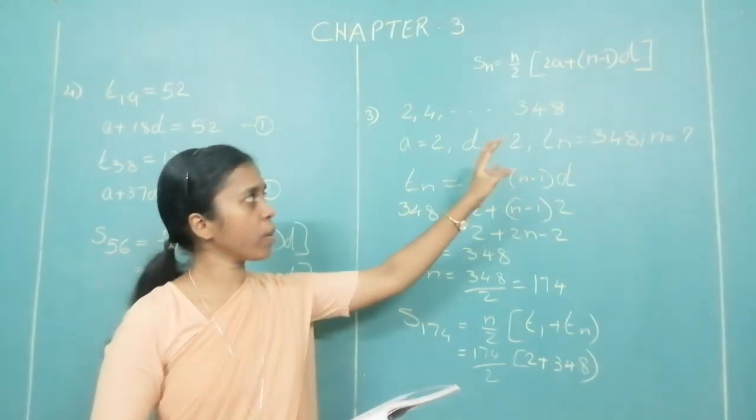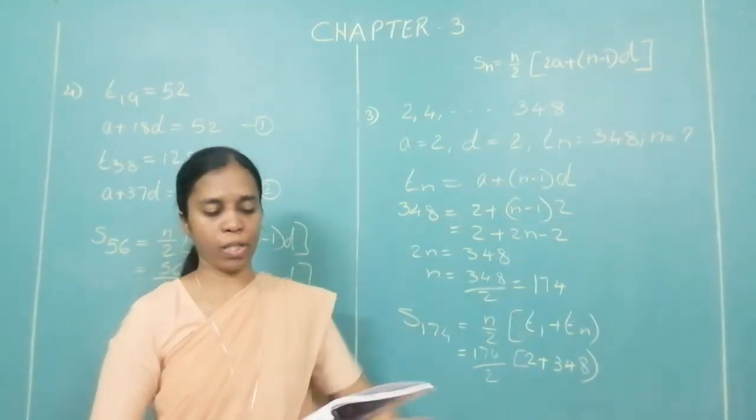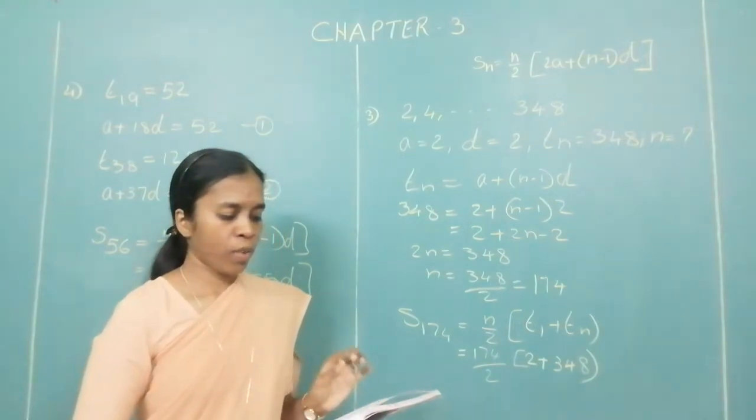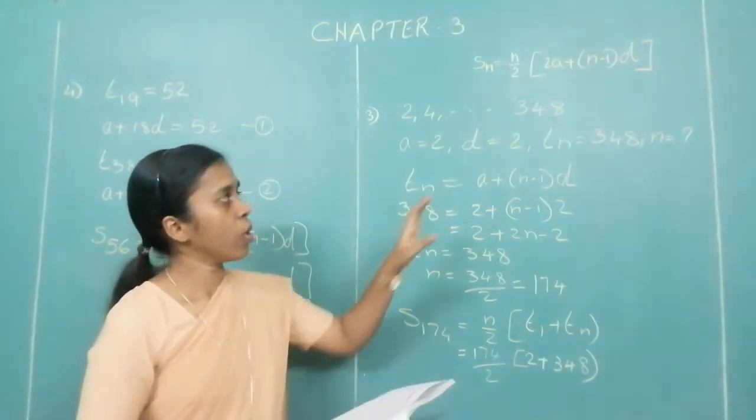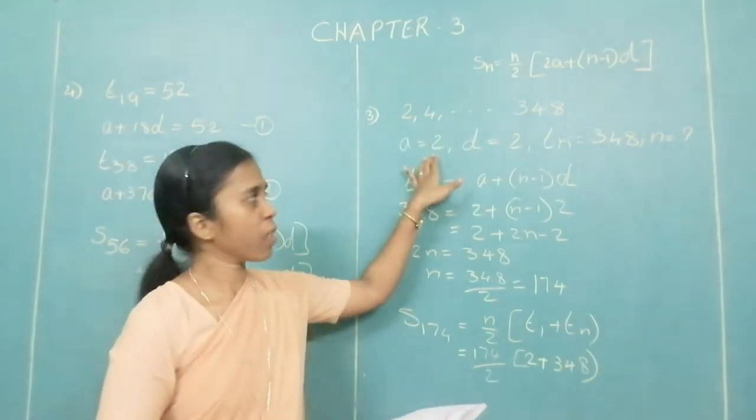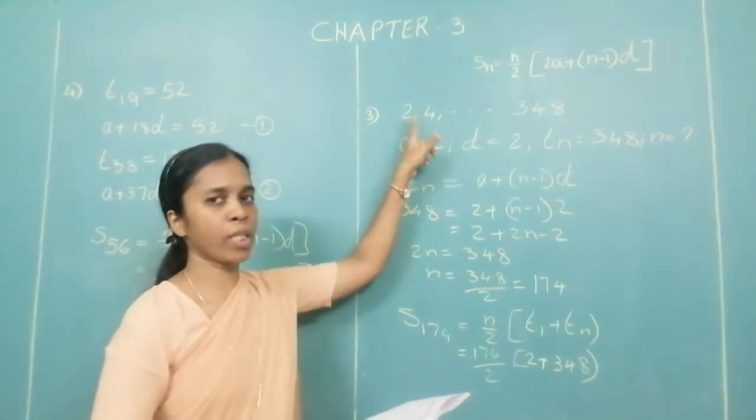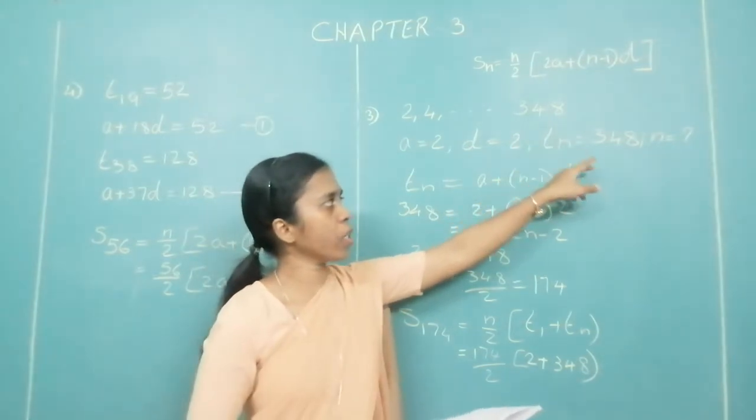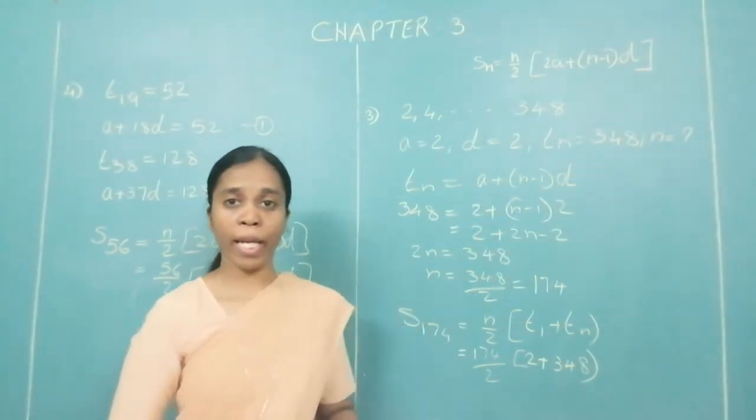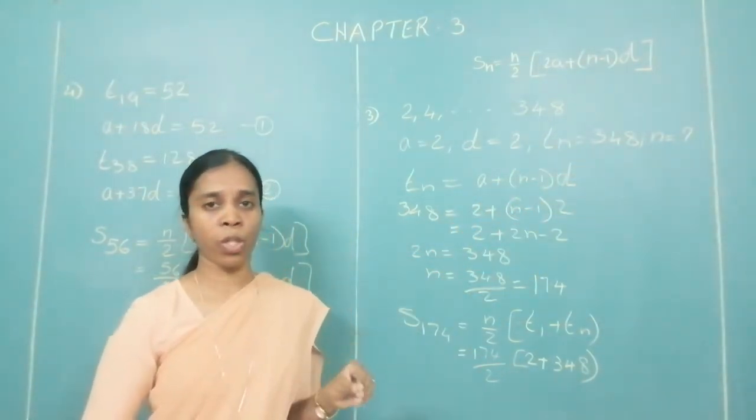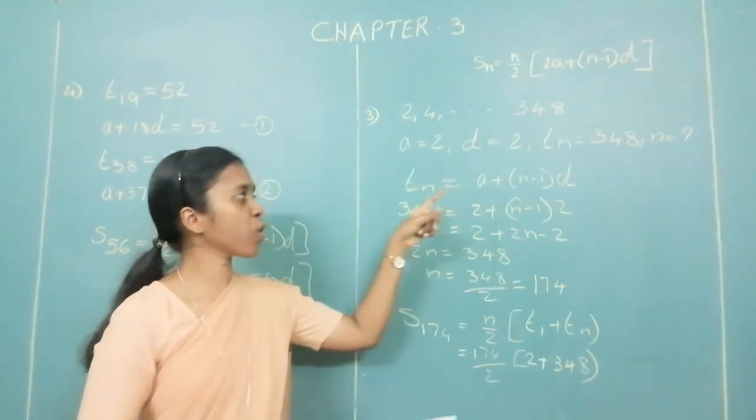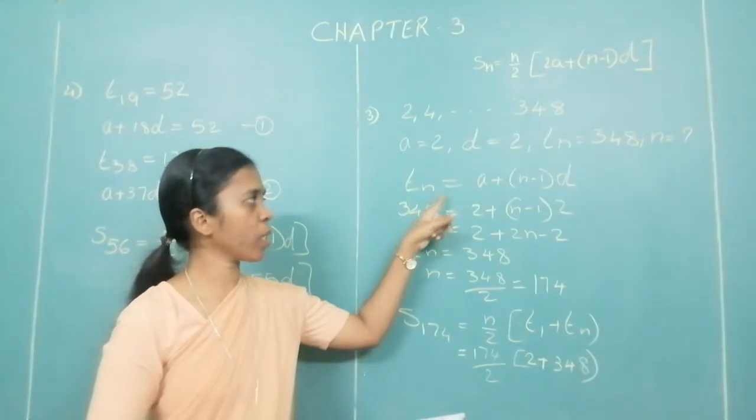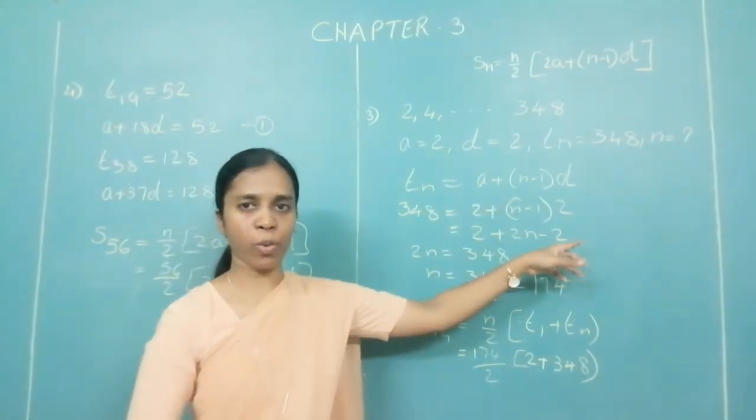So what is the last number? 348. Okay. What are we supposed to find out? The sum. Now, this is what is given to us. A is given, D is T2 minus T1, Tn is 348. Do you know N? N we do not know. First we have to find N. So to find N, we will use the formula Tn is equal to A plus N minus 1 into D.